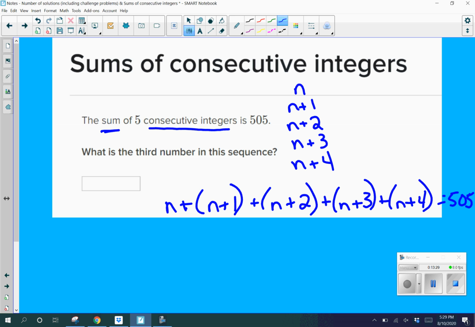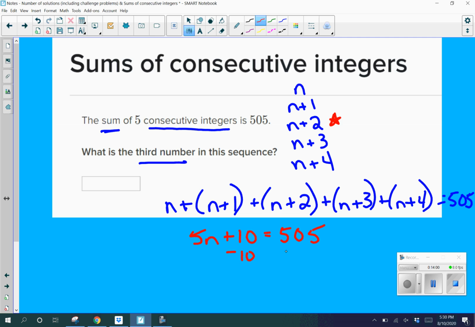Now also be careful here, because they're asking us what the third number in the sequence is. So once we solve this, we're solving for n, which is your first number in your sequence. We're looking for the third number in your sequence, which would be n plus 2. So I've got 5n. Let's add our constants. 1 plus 2 is 3. 3 plus 3 is 6. And 6 plus 4 is 10.